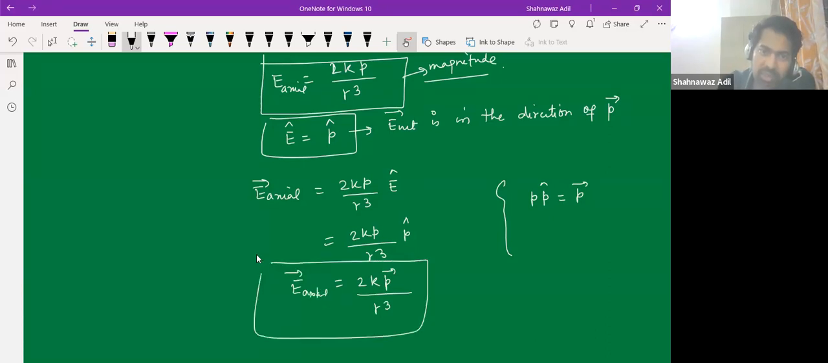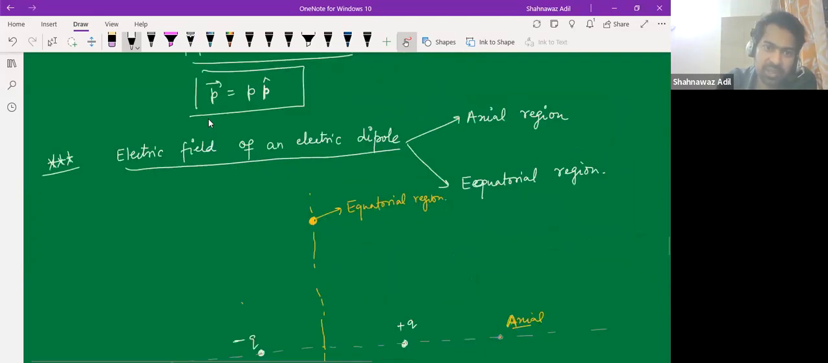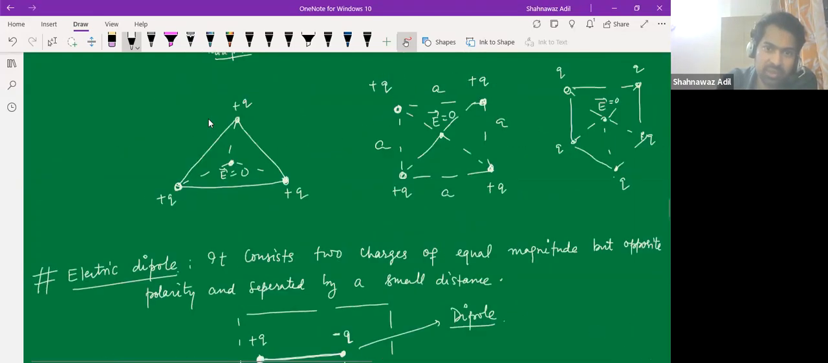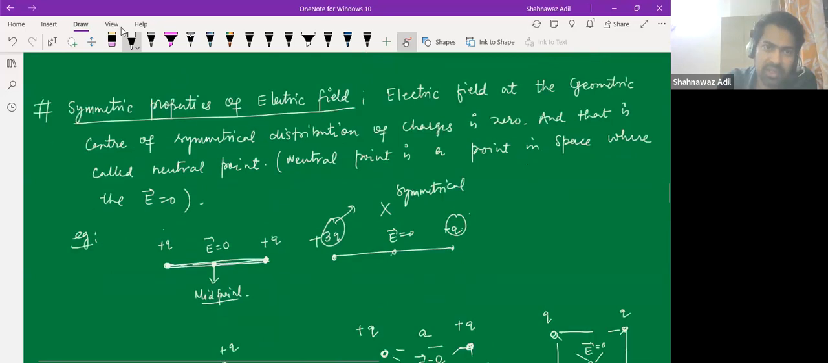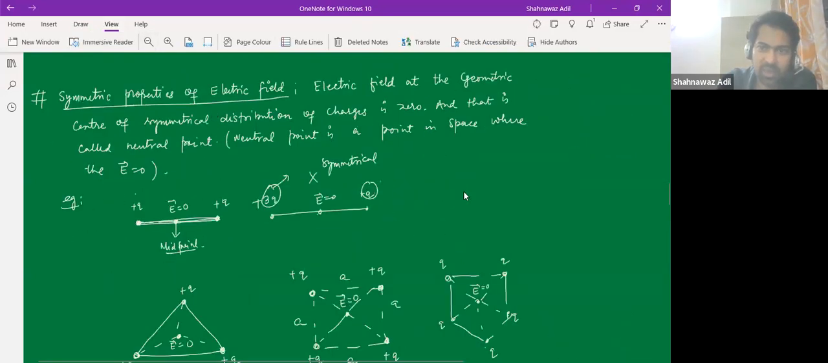Okay, you guys, please note it down. And if you have any question, please ask. Symmetric properties we started. Please note it down. And if you have any question, please ask. So in the next class, we will calculate the electric field at the equatorial point.